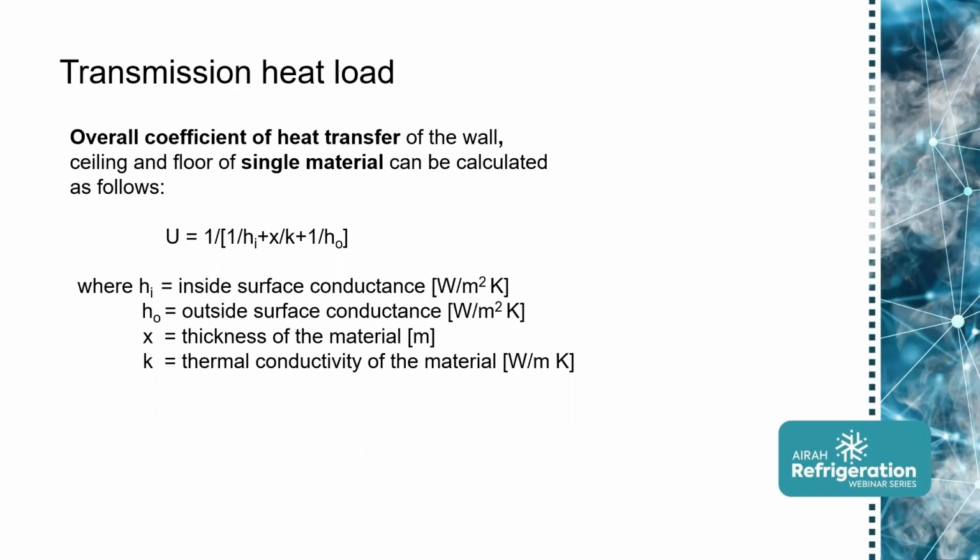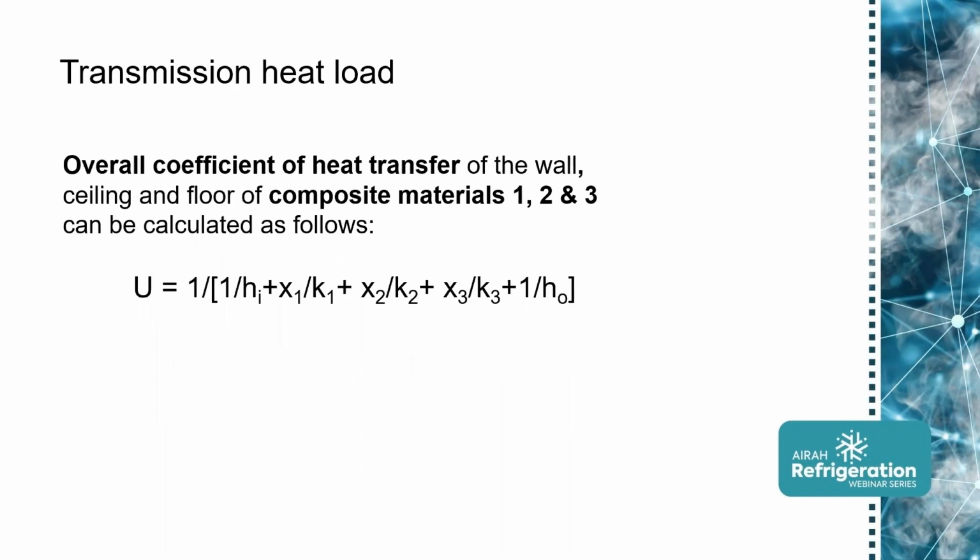Right, next slide, please. Marie. Now, in practice, the walls and ceilings and so on are made of composite materials. So if there are 3 different materials, here the formula shows you the formula for the U value. This formula now has added the X over K for 3 different materials. All right, we'll go on to the next slides. I hope I'm not going too quickly.